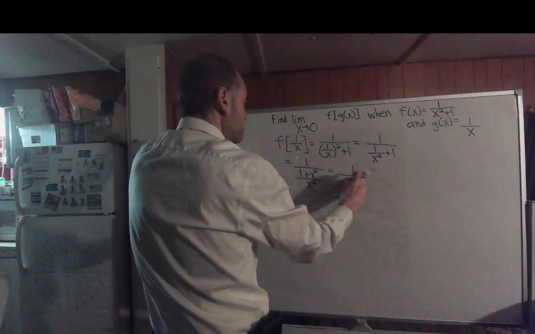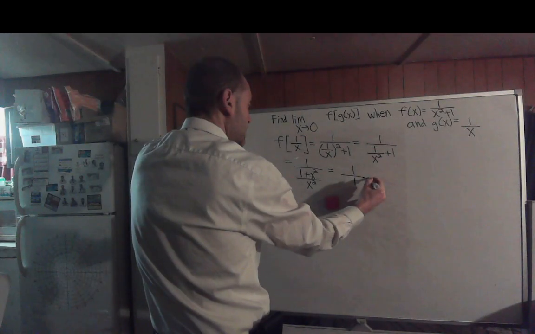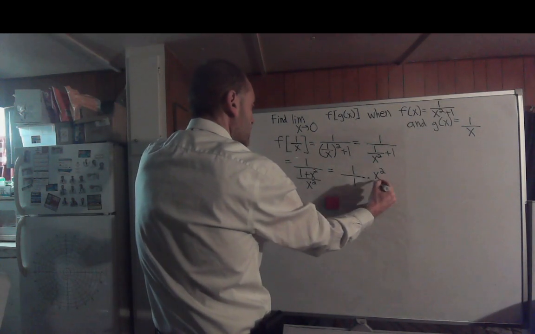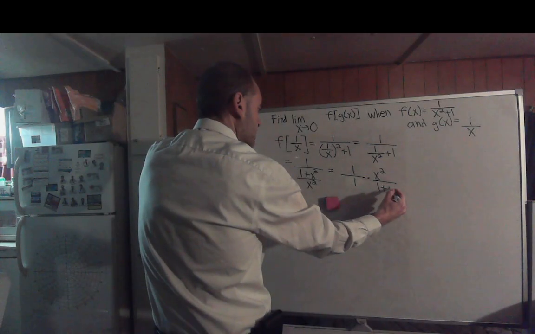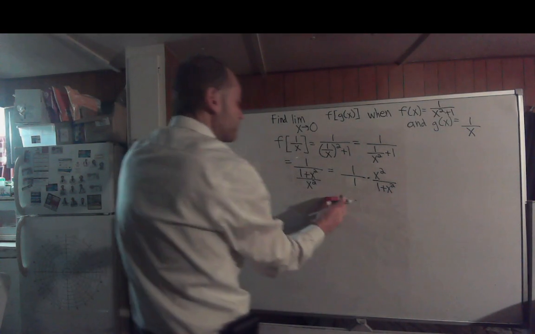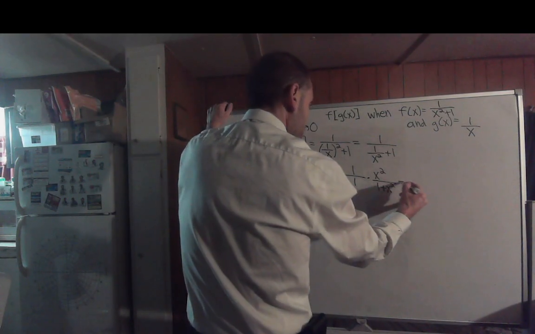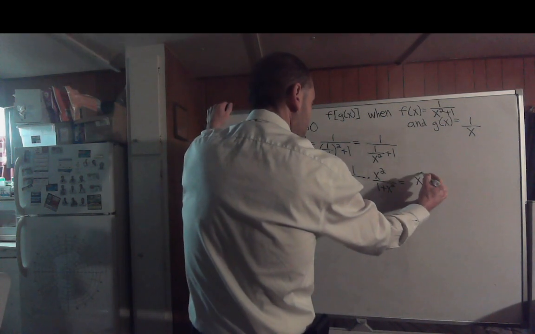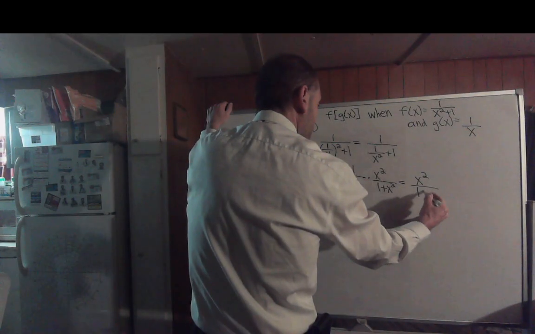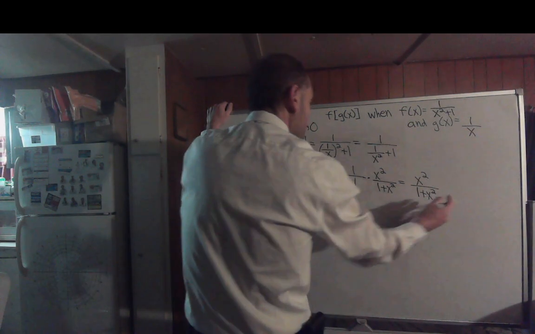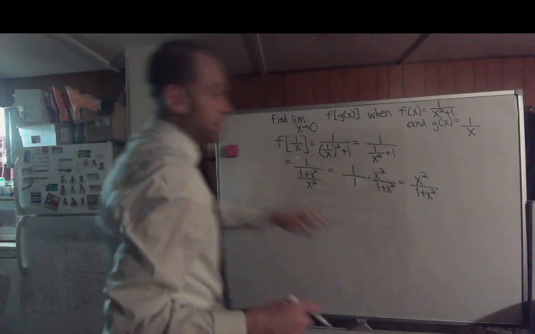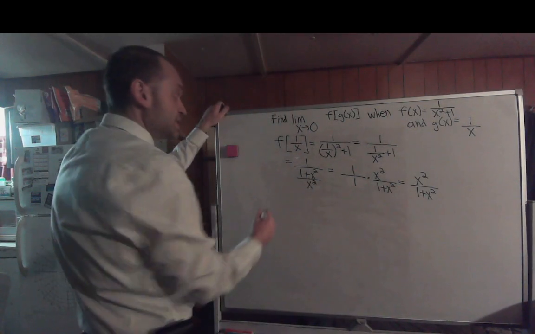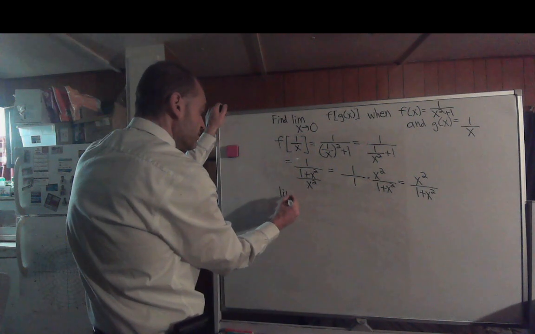Or really, this would be 1 over 1 times x squared all over 1 plus x squared, which would end up giving you x squared all over 1 plus x squared. Now that we found f of g of x itself, let's take the limit as x approaches 0 of that.